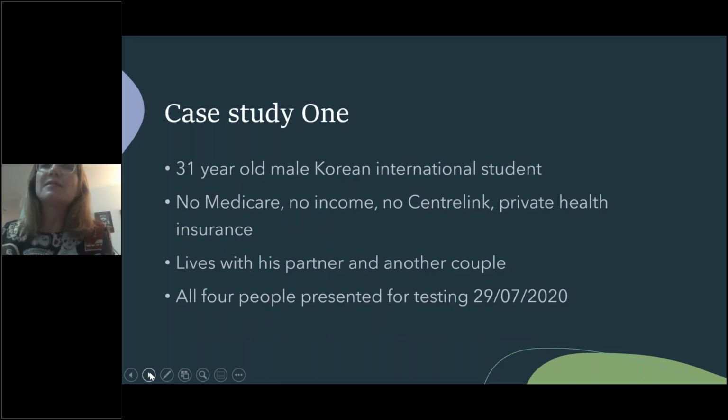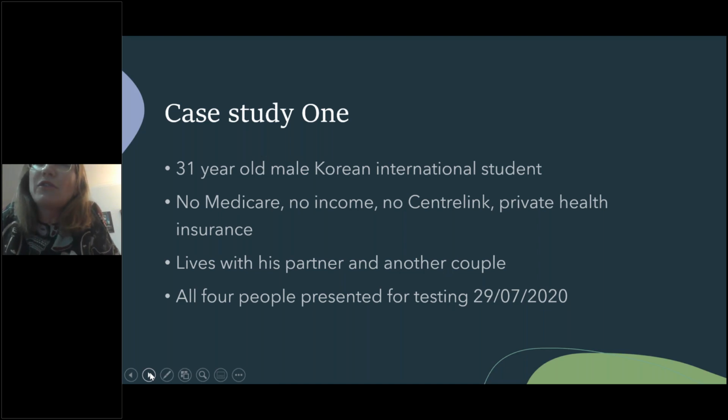Then I just wanted to go into some case studies. I've managed probably more than 50 patients with COVID since the model came into existence. And these were two really interesting patients from my point of view.